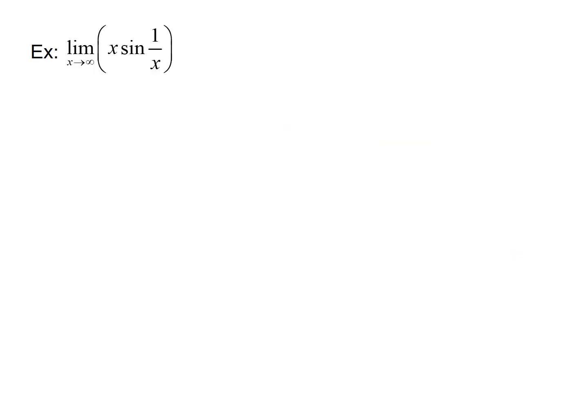Okay, so we have a product here. x is going towards infinity, so we have infinity times sine of 1 over x. Well, that would be sine of 0, which is 0. So this is indeterminate of the form infinity times 0.